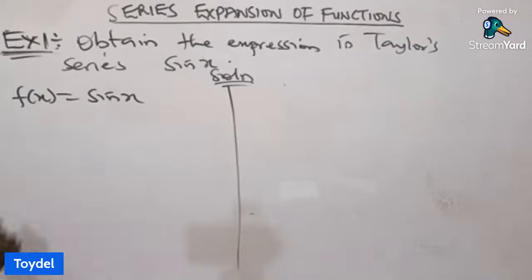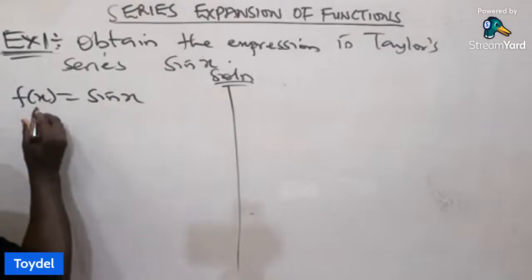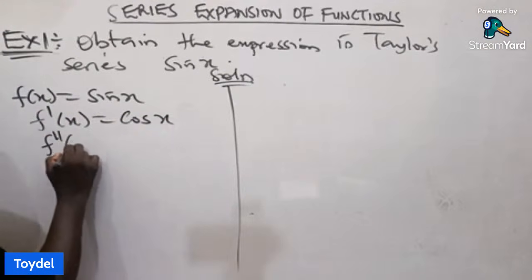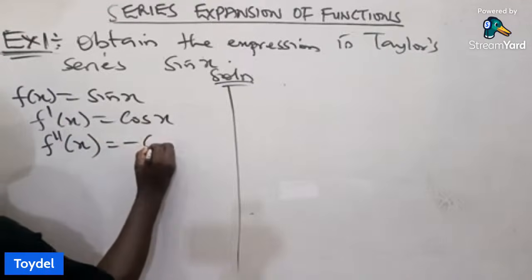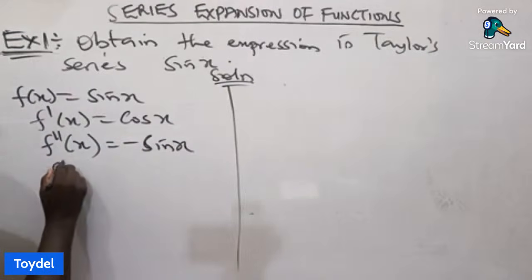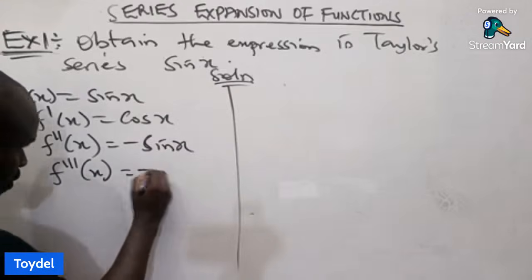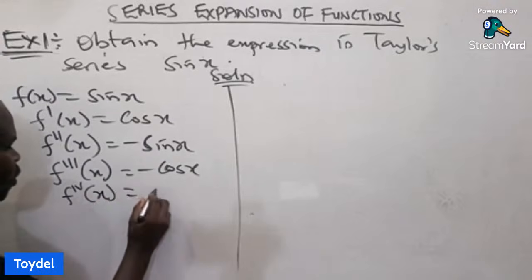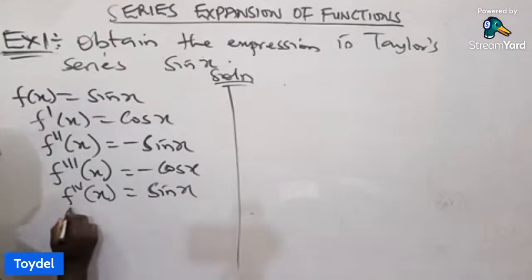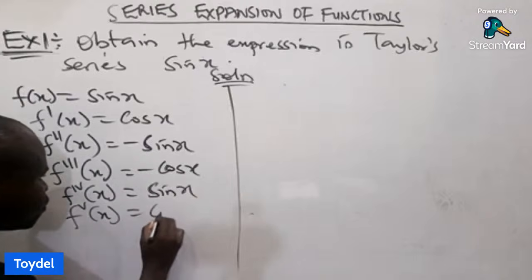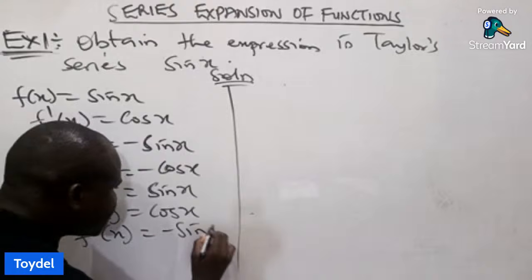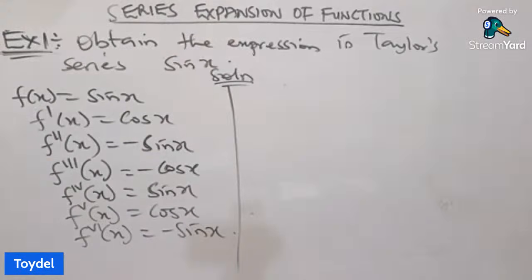If f of x is equal to sine x, then f prime of x will be equal to cos x. We can also have f prime prime of x. If we differentiate cos, it will be equal to minus sine x. Then f triple prime of x will be equal to minus cos x. Then f4 will be equal to sine x. Then f5 of x will be equal to cos x. Then f6 of x will be equal to minus sine x. We might have to stop at that fixed value. That's what we're going to get.